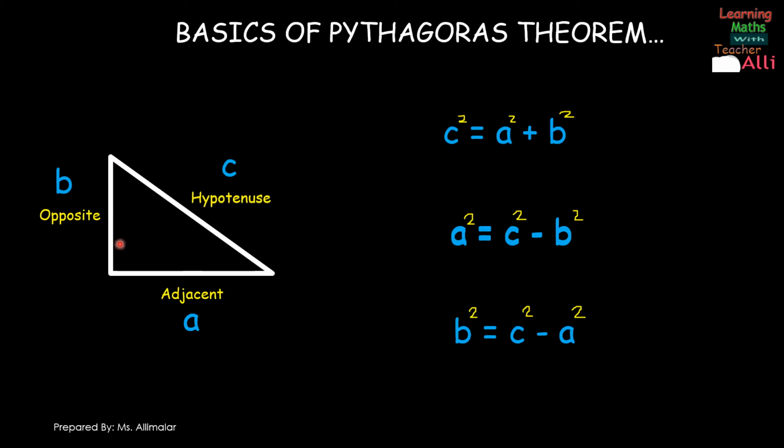Now if you look at the right angle triangle here, which line, this line or this line or this line, which line is the longest? Is it opposite? No. Is it adjacent? No. Is it hypotenuse? Yes. So in a right angle triangle, this line is the longest line, and the name of this longest line is hypotenuse. Okay, clear.